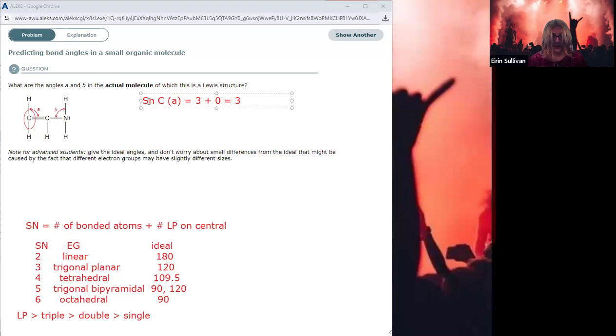Steric number of 3. So my electron group geometry is trigonal planar. So my bond angle is 120 degrees. If I could type, that'd be great.